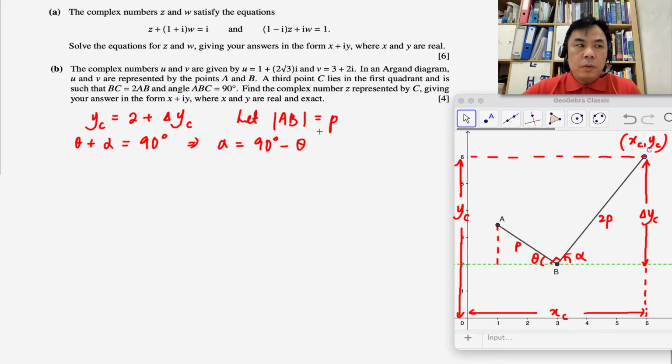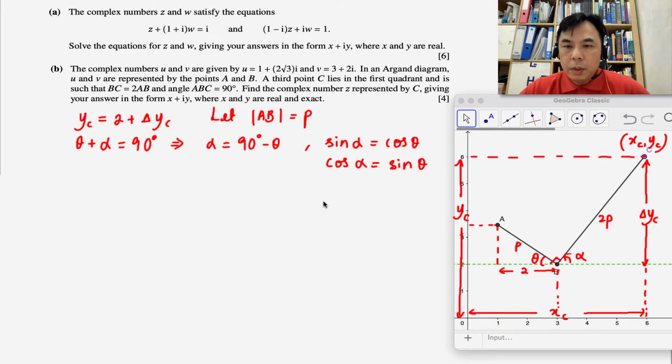Now just a bit of recap on trigonometry ratios here. If we were to use sine alpha, in this case, it will give us cos theta instead. And it's the same for cos alpha. That will be sine theta itself, right? How can we find out the sine and cos theta in this case, right?